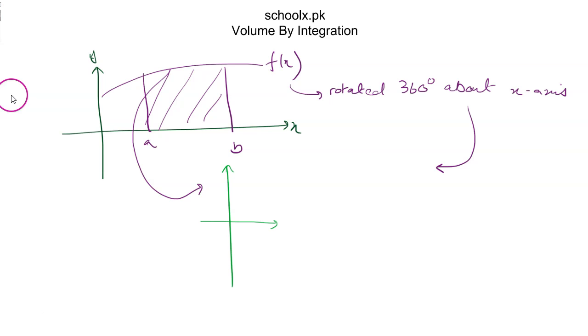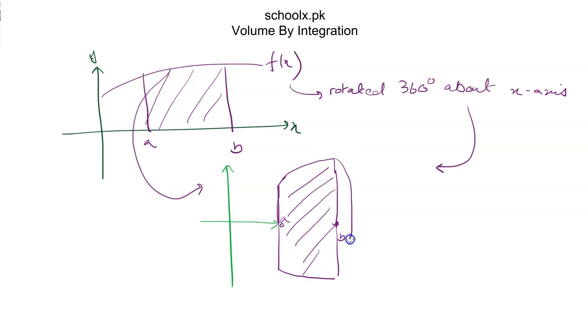Let me draw it, clear it out. So it will be, this is A, this is B, this is point B, this is point A. It will be somewhat like this. Alright, and the x-axis will go right through it. Alright, this x-axis. So it will form a shape somewhat like this, a portion of a cylinder, but not a uniform cylinder.